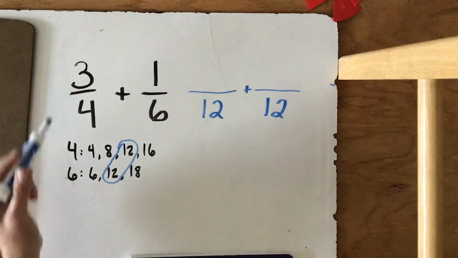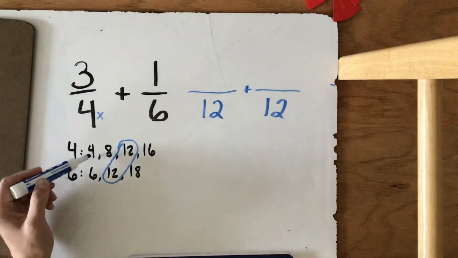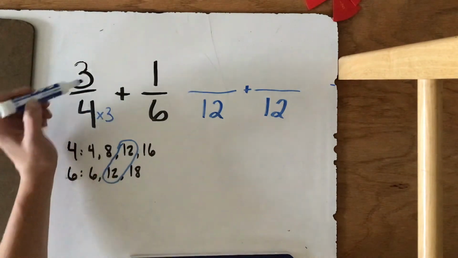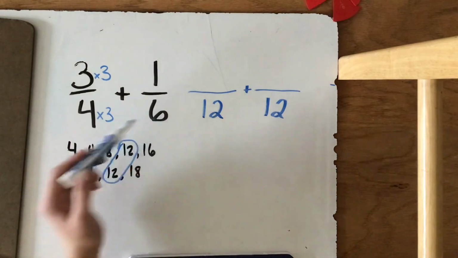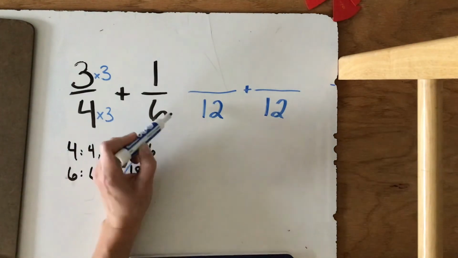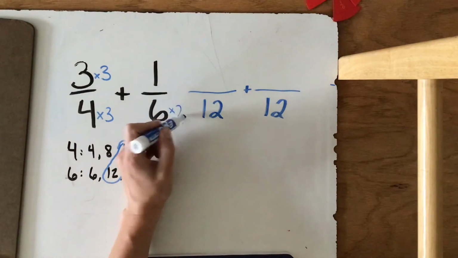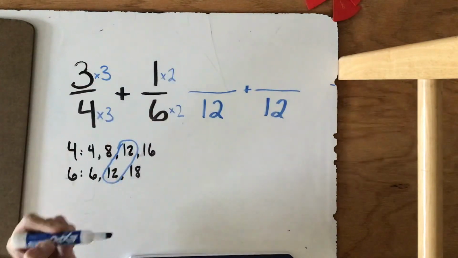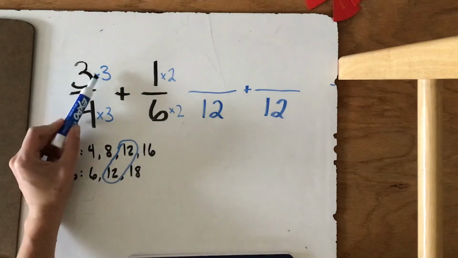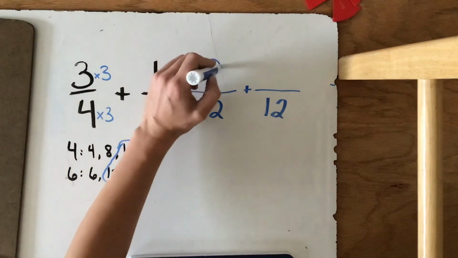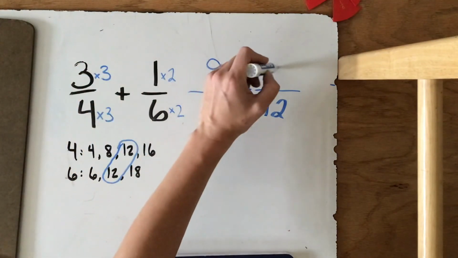Let's figure out our numerators. So 4 times what gets us 12? Well, 1, 2, 3, 3. Whatever we do to the bottom, we have to do to the top. 6 times what gets us 12? 1, 2. 6 times 2. Whatever we do to the bottom, we need to do to the top. All right, 4 times 3, we already have our 12. 3 times 3 is 9. 6 times 2 is 12. 1 times 2 is 2.